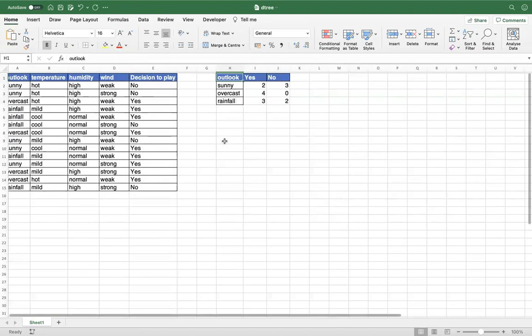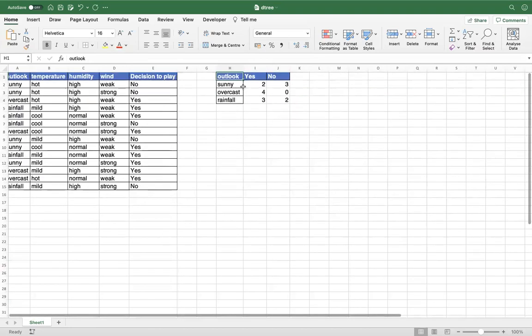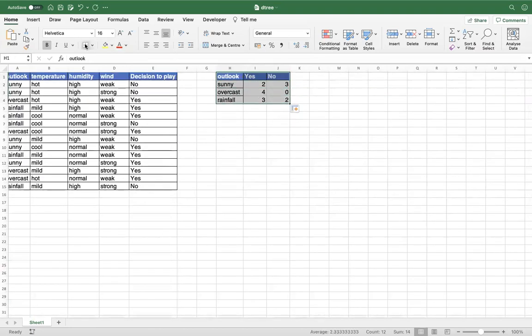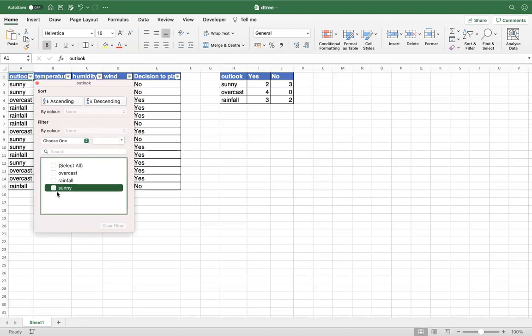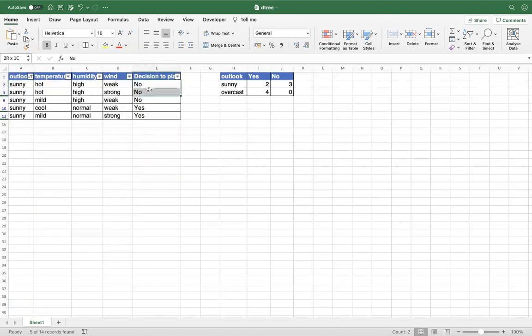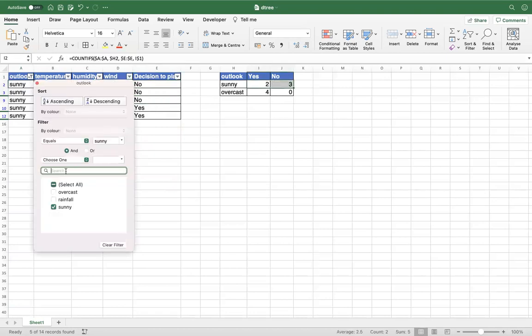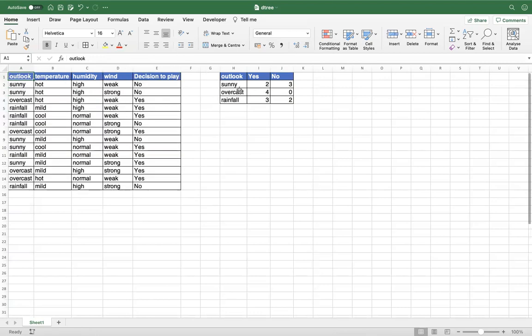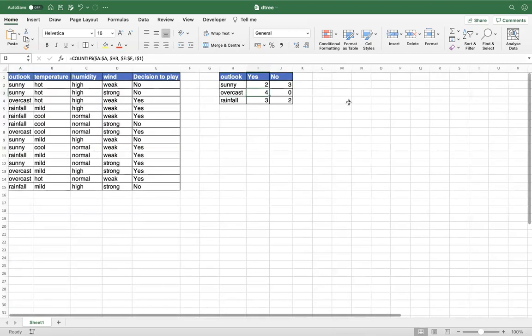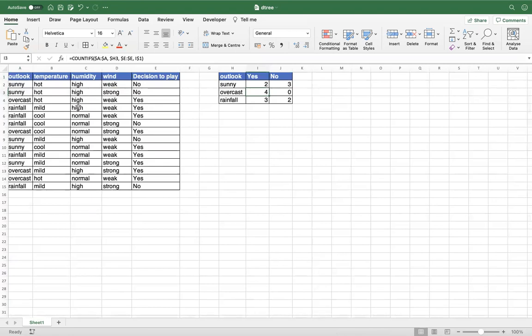So this is the data set. Whenever outlook is sunny, the decision to play is yes 2 times and no 3 times. Similarly, whenever the outlook is overcast, the decision to play is yes 4 times, right? And that's what we got. And so on. So this is our data.